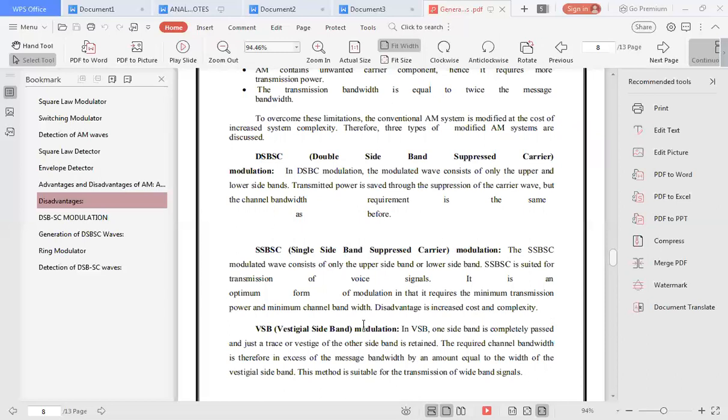Next is VSB, vestigial sideband. One sideband is completely passed and a trace of the other is retained. The required channel bandwidth is therefore in excess of the message bandwidth by an amount equal to the width of the vestigial sideband. The method is suitable for the transmission of wideband signals. Generally, the picture signal is transmitted by VSB.